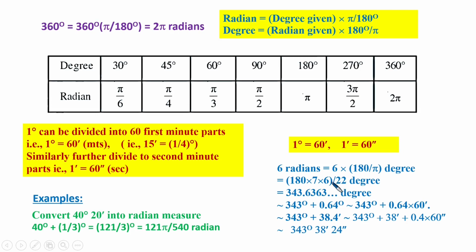So now if I calculate this one, either using a calculator, or if you are good at multiplication, kindly do it. If you evaluate this value, you will get 343.6363, which is repeating. So here I have approximated this to 0.64 degree. Here I have put an approximate sign. So this 343 degree, then this 0.64 degree I can write in terms of minutes because 1 degree is 60 minutes. So I remove this degree and put 60 minutes. And now I can break this up into 38 minutes and 0.4 minute. So 0.4 minute I can write in 60 seconds, 0.4 into 60 seconds. So now if I add all of them, this in degrees, 38 minutes, 0.4 into 60 seconds, about 20 seconds. So here we have converted this 6 radians into degrees, minutes and seconds.